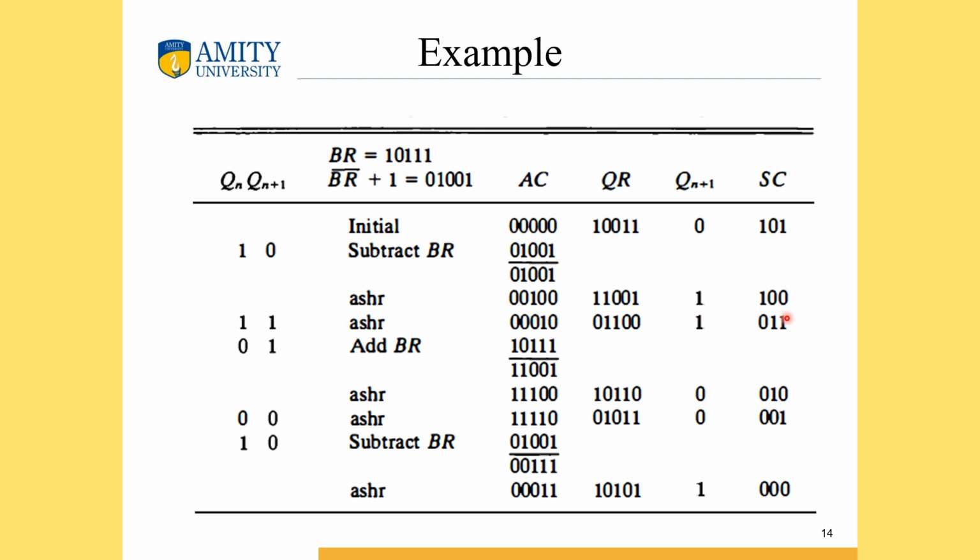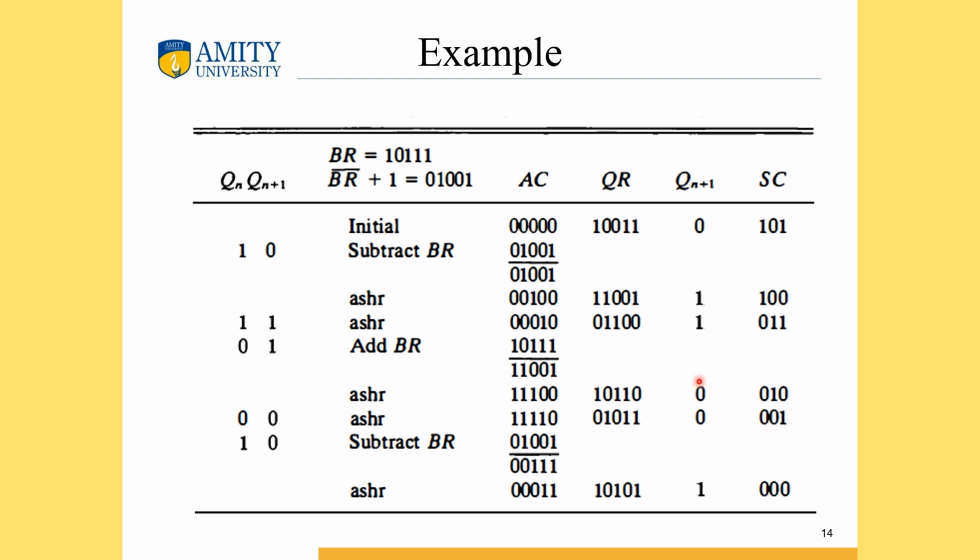Just shift each of them, and then in the next case we have 0 and 1, which leads to addition of BR. So we'll add BR. Remember, you have to add BR, not 2's complement of BR. We'll be adding BR to A. Once we add that, we'll shift arithmetic right. So you'll push the 1 bit, so it'll become 1 1 1, and all of them will shift.